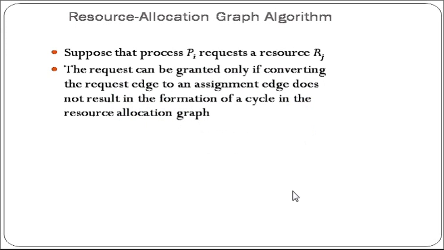Now in resource allocation graph, suppose that process Pi requests a resource Rj. The request can be granted only if converting the request edge to the assignment edge does not result in the formation of cycle in the resource allocation graph. We check for the cycle because if cycle is there, there are chances of deadlock, and in single instance resource allocation graph, if cycle is present, then there is a deadlock.